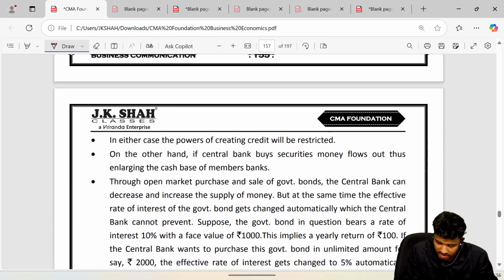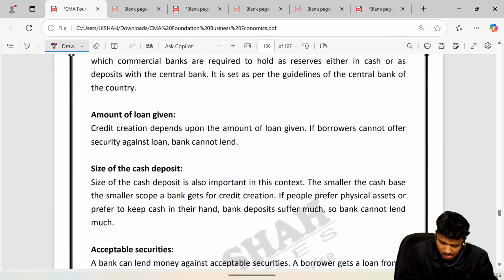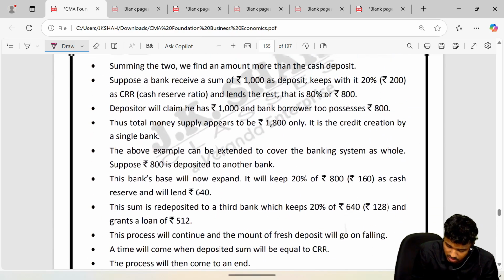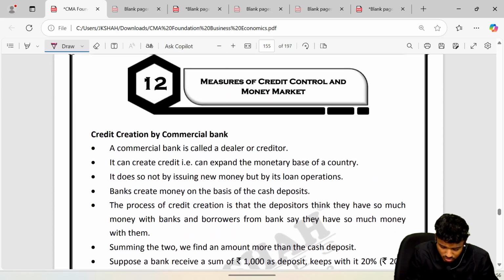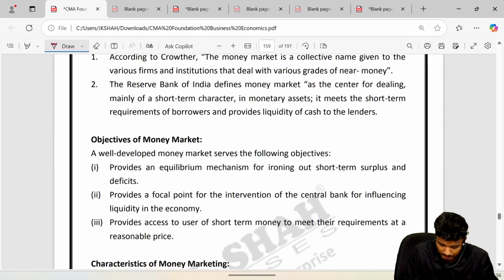Just a second. Yeah, see, no, where they have given bank rate.